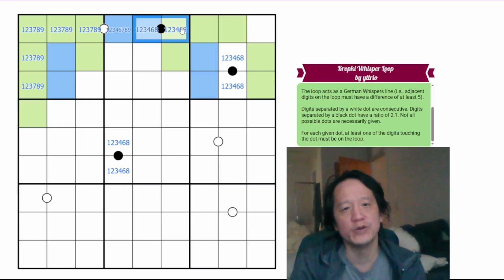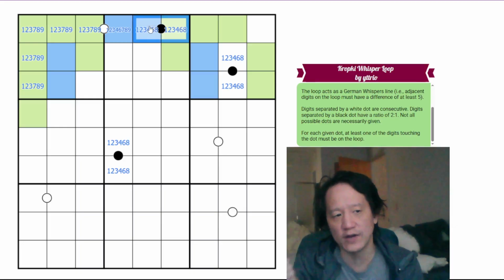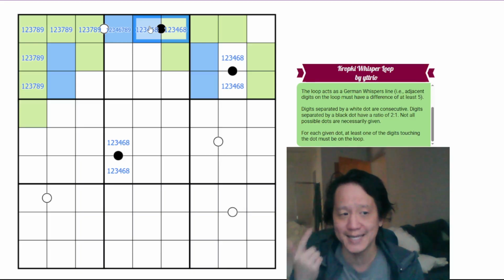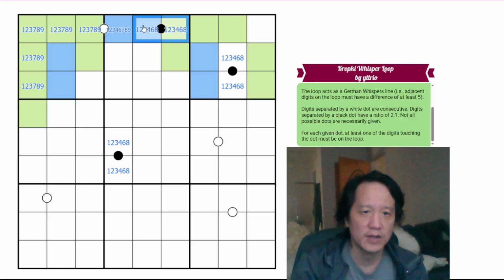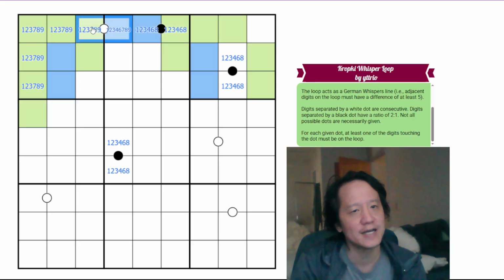And 5 can never be in a 1 to 2 ratio with another digit. 5, if you halve it, you get 2.5, which is not a digit. 5, if you double it, you get 10, which is not a digit. And this digit can't be 5 because it's next to a 1, 2, 3, 7, 8, 9. And 5 can only be consecutive with 4 or 6.